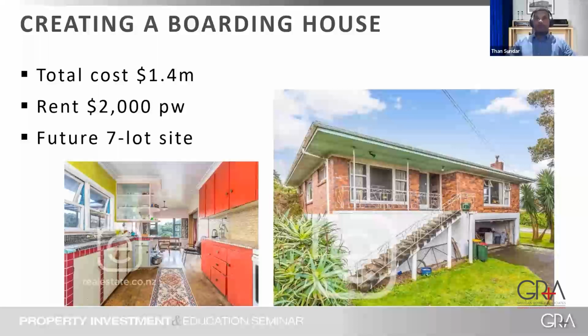It was originally a 3-bedroom house. It's now an 8-bedroom. But the great thing about this is around the neighborhood, new houses are popping up, so the surrounding area is going up in value. So we've done the renovation to convert this property to the standard that we want, to lock it and forget about it for the next 10 years. We spent close to 400,000 and it rents for 2,000 per week, with future 7-lot potential.